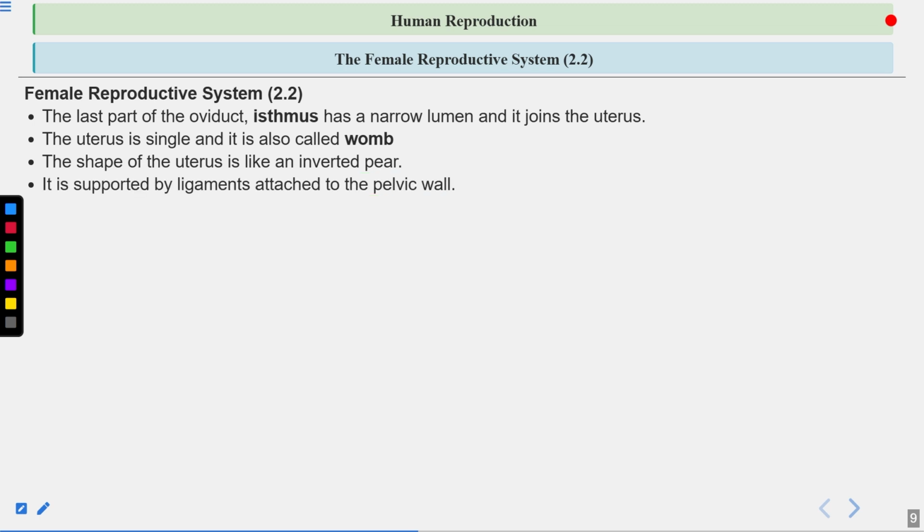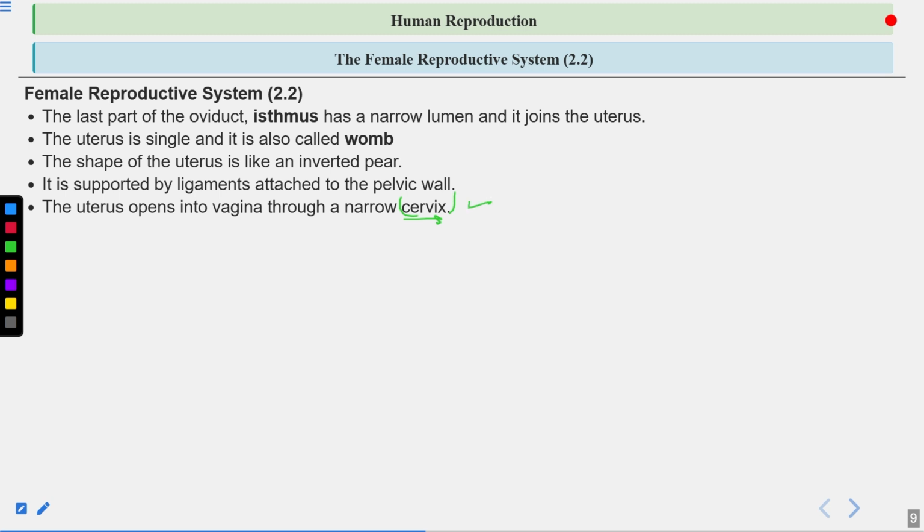Again, the uterus is supported by ligaments attached to the pelvic wall. The uterus opens into the vagina through a narrow cervix. So the lower part of the uterus is known as the cervix, and the uterus opens into the vagina through this cervix. So again, a question can come from here.